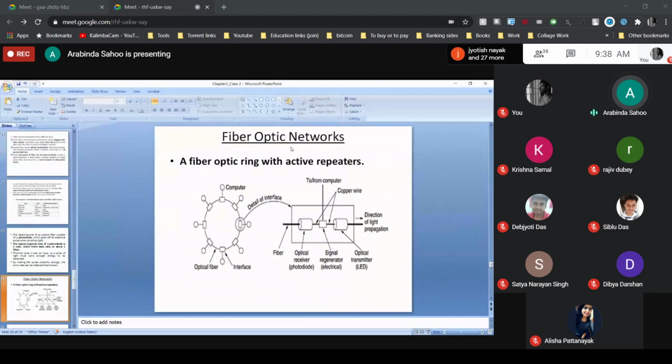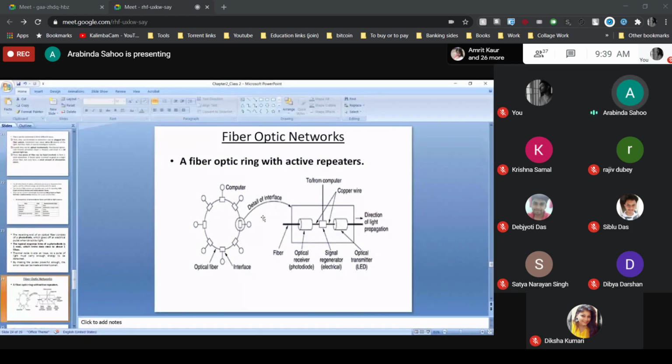So it is basically a fiber optic ring with active repeaters. There are two types of repeaters normally used in fiber optic networks. Number one is your active repeaters. Number two is your passive repeaters. So you can draw this diagram, a fiber optic ring with active repeaters.